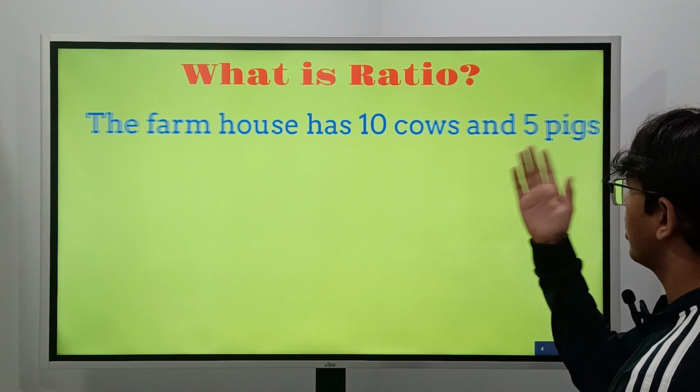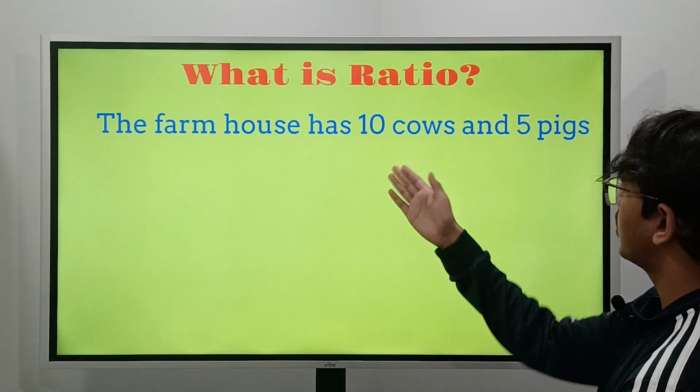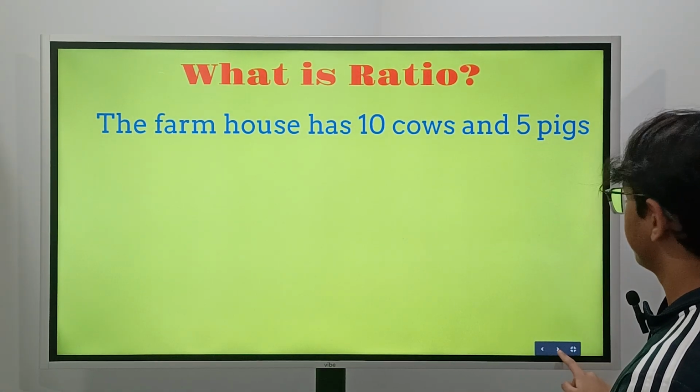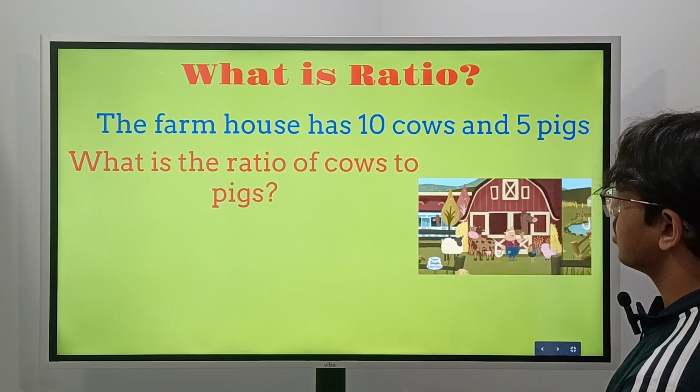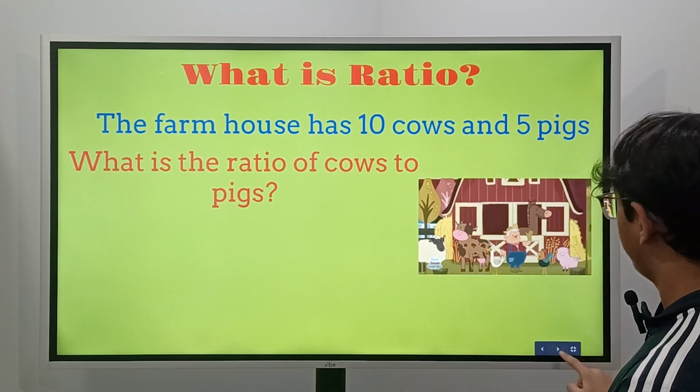Continuing on what is a ratio, we're just going to say that the farmhouse has 10 cows and 5 pigs. So what is the ratio of cows to pigs in this farm? We can see that there are 10 cows and 5 pigs.